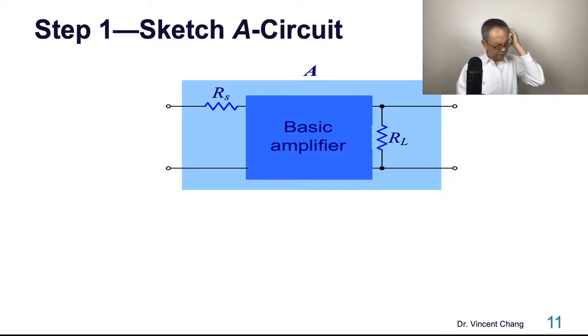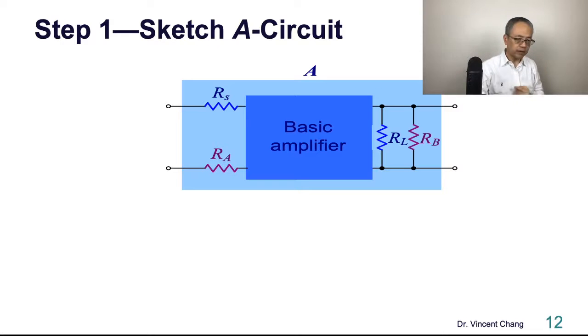Then, as a beginner, as a no-brainer, you have to add 2 resistors. One is called RA, the other one is called RB. Why? Why do you include them? Of course, RS and RL are electrically equivalent, right? I explained this in the previous lecture. But why RA, RB?